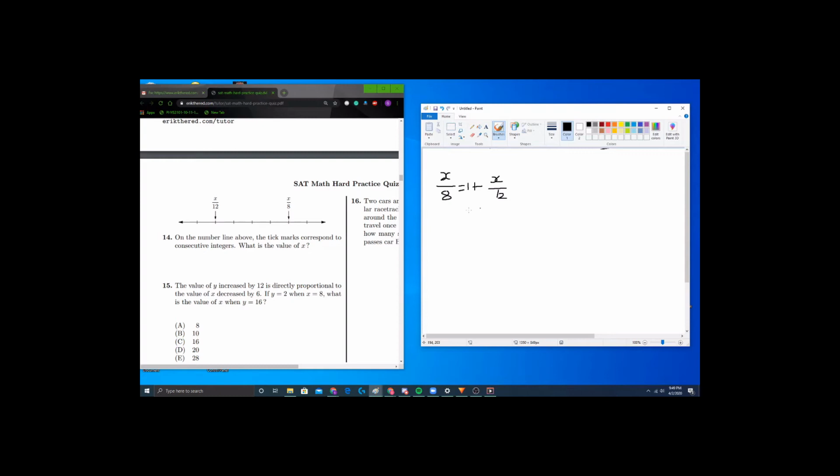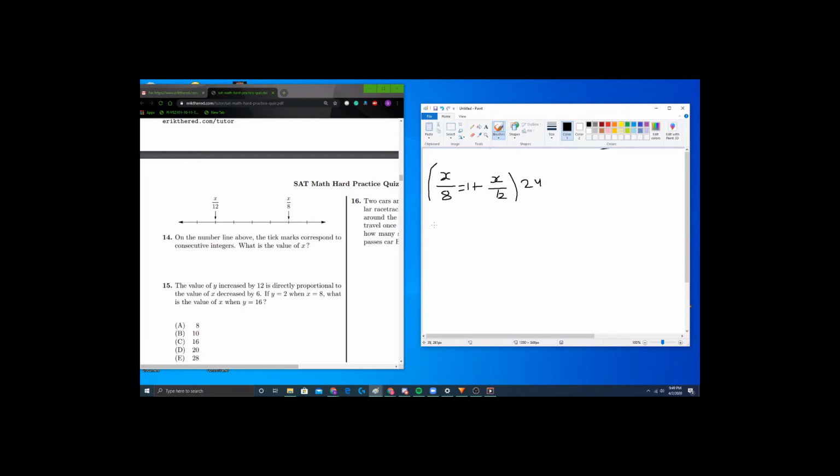Now we just solve this like it's a normal algebraic expression. Let's get rid of the fractions. We don't like fractions here. So we just have to multiply by the least common multiple, so we can get rid of the fractions and have a whole number. So least common multiple: 8, 16, 24, because 24 divided by 8 is 3.